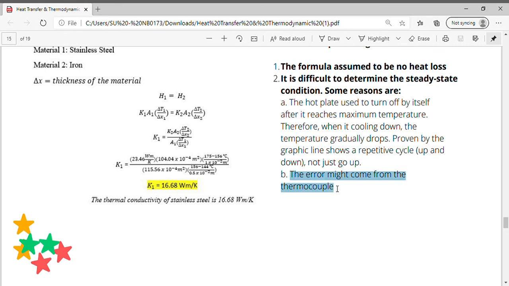And then the error might also come from the thermocouple. The thermocouple should remain constant, but because of human error on my part, I was not able to maintain it at constant positions, so it is really difficult to measure the temperature exactly.